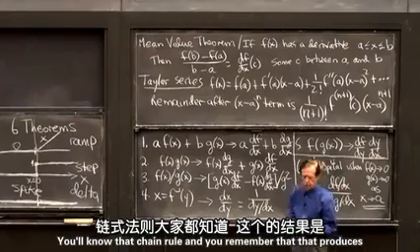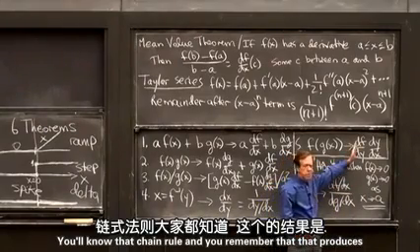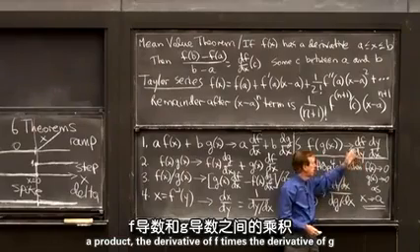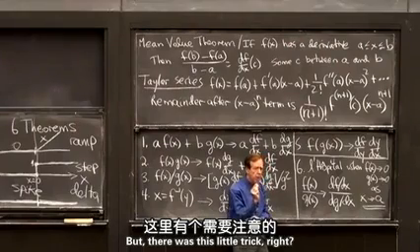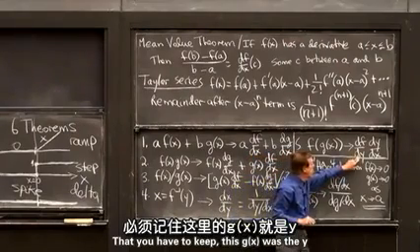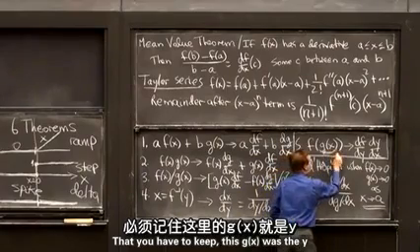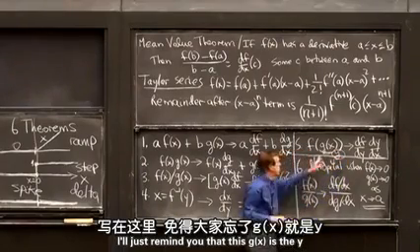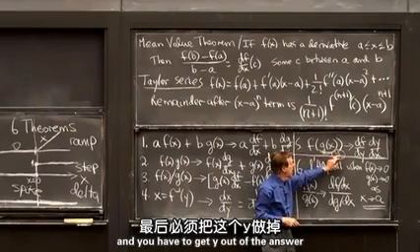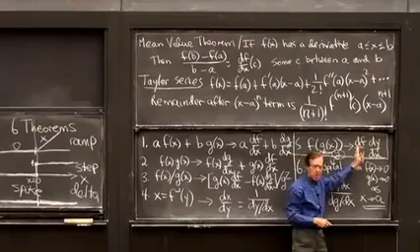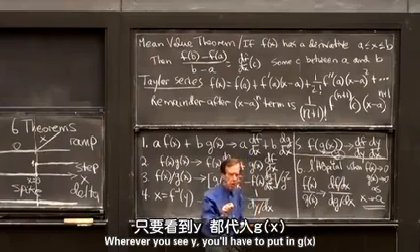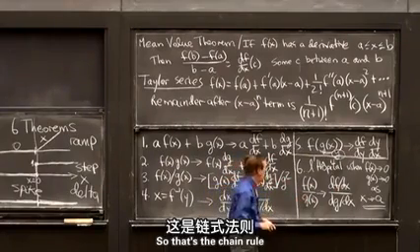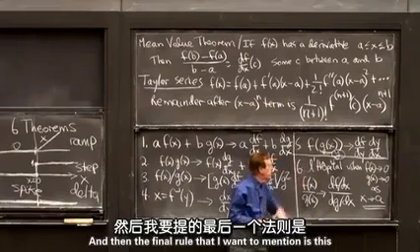You will know that chain rule, and you remember that that produces a product, the derivative of f times the derivative of g, but there was this little trick, right? That you had to keep this g of x was the y. I'll just remind you that this g of x is the y, and you have to get y out of the answer, use this to get an answer in terms of x. Wherever you see y, you have to put in g of x.